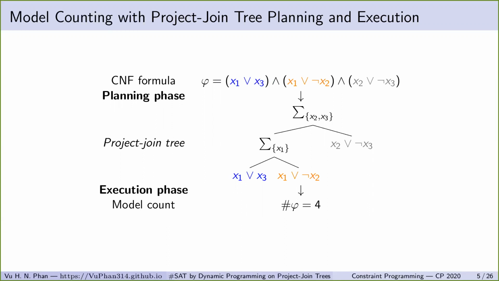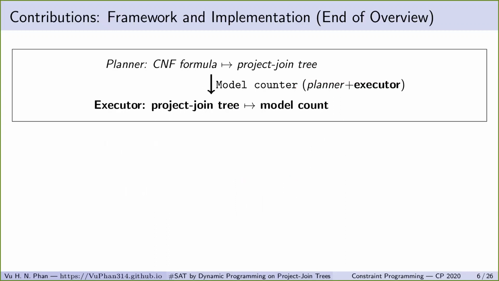Starting with a CNF formula, we go through a planning phase to construct a ProjectJoin tree. With that, we go through an execution phase to compute the model count of the original formula. We develop a modular model counting framework that combines a planner with an executor to make a model counter.